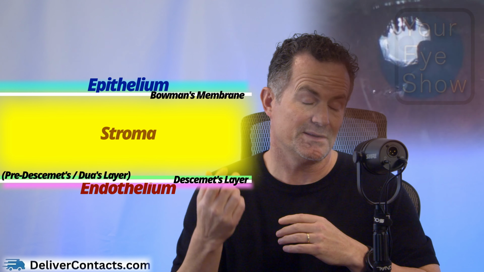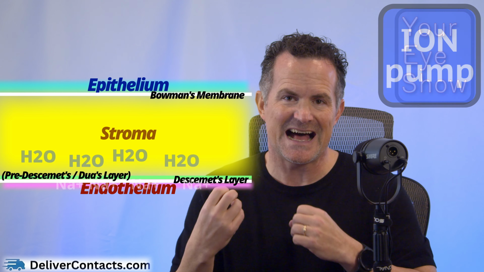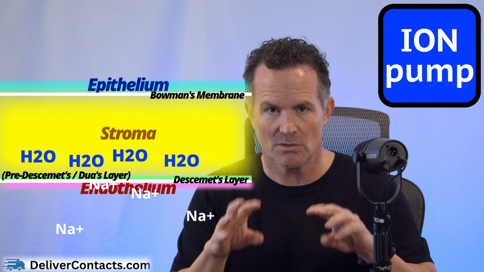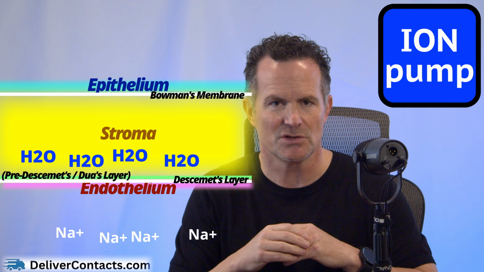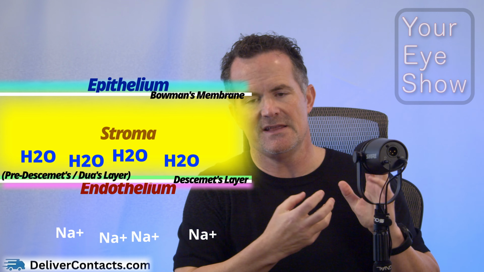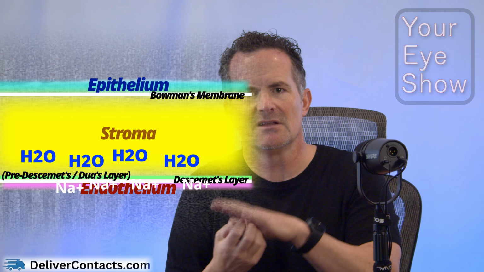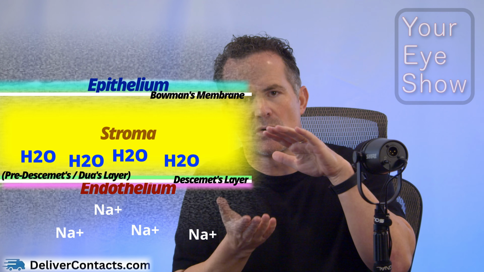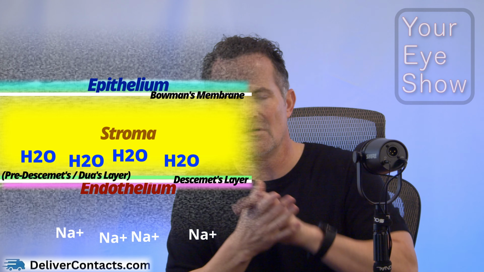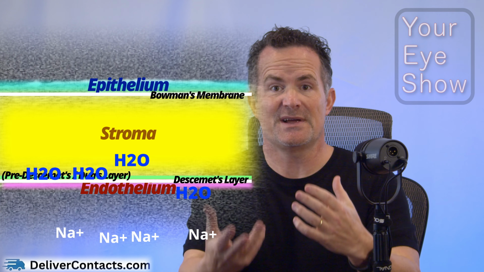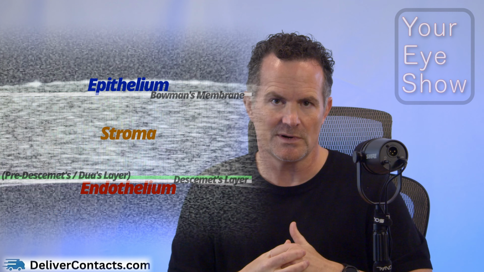But it doesn't actually pump water directly. It's an ion pump. It pumps sodium into the aqueous humor, and then water just chases it. All right. So we have this active pump that's working all of our life to keep our cornea at a certain level of hydration so that the transparency can remain in the cornea.